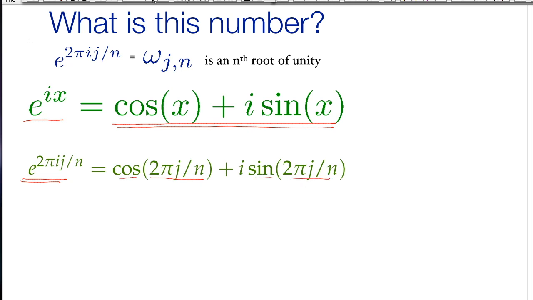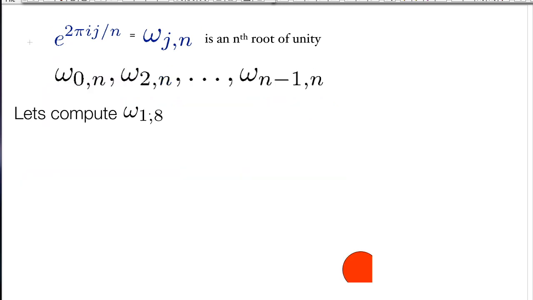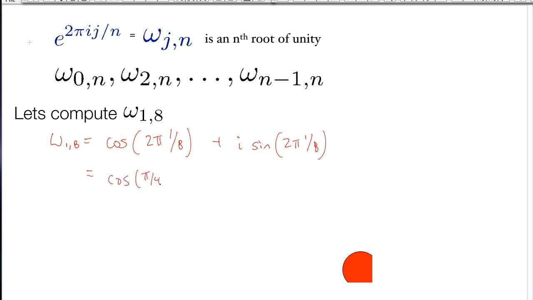So as an example, let's compute omega 1 comma 8. That's just going to be cosine 2 pi times 1 over 8 plus i times sine of 2 pi times 1 over 8. And so that's going to be cosine of pi over 4 plus i times sine pi over 4, which should be 1 over square root of 2 plus i over square root of 2.